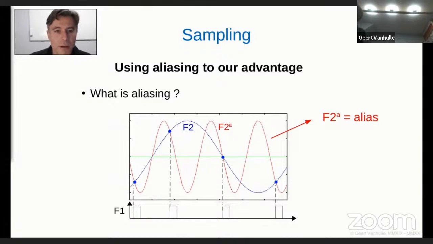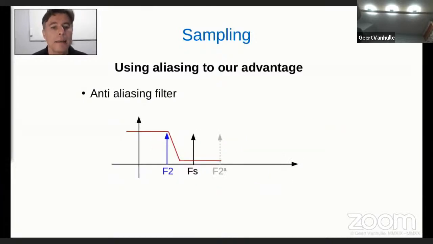Now, in general, how is this being solved? Well, we will add an anti-aliasing filter. We will put a low-pass filter after the sampler to filter out this f2 alpha frequency. Now, this f2 alpha is typically preserved after sampling as a frequency at the position of f2.